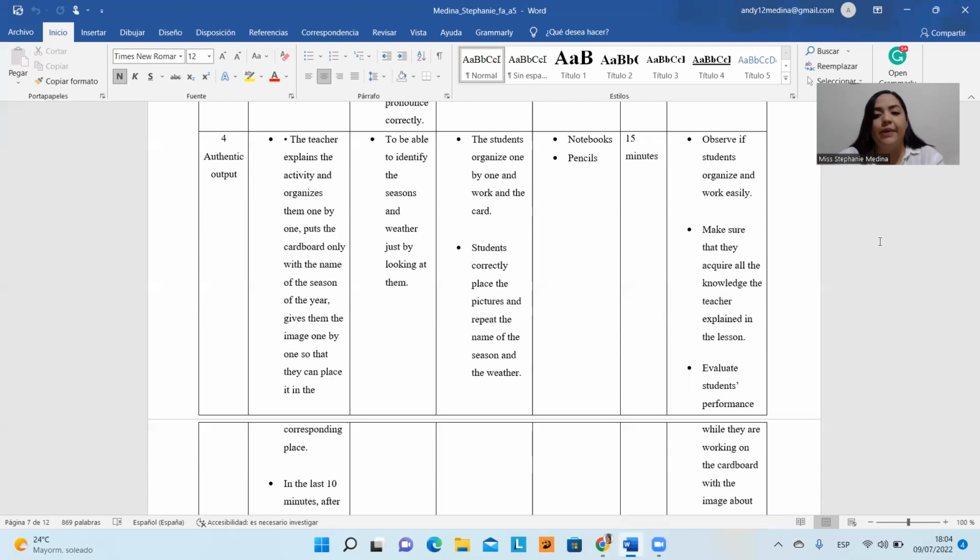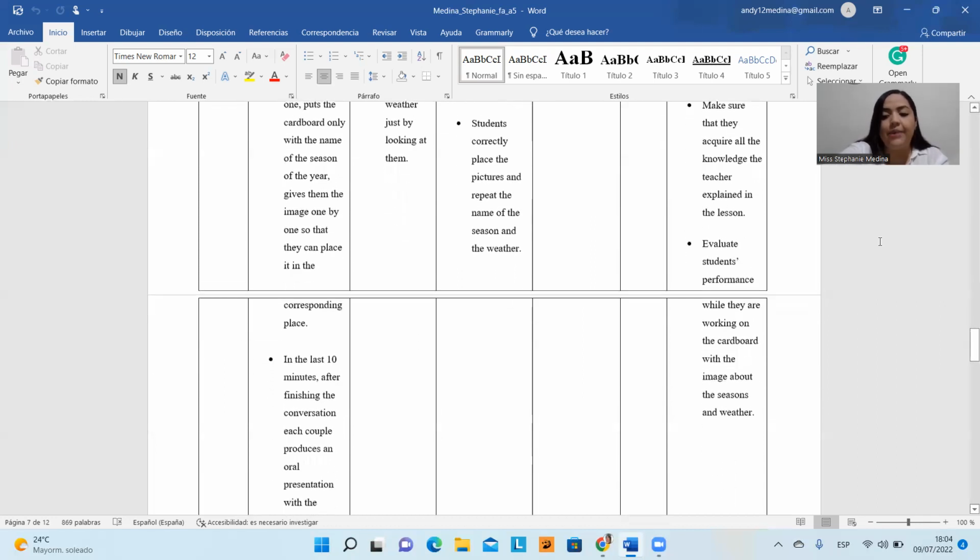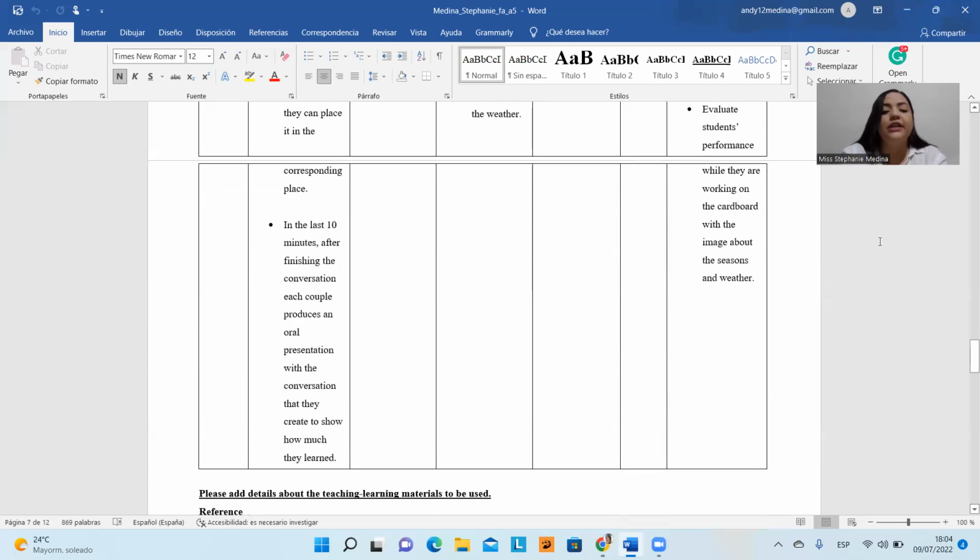The materials are notebook and pencil. The time is 60 minutes. In the evaluation, observe if the students organized and worked easily. Make sure that they accurately show the knowledge the teacher explained in the lesson. In the evaluation, students perform while they are working on the cardboard with the images about the seasons. Okay, and finally, in the last 10 minutes, after finishing the conversation, the students in pairs produce another presentation, to pass and explain the oral presentation with the conversation that they created to show how much they learned.